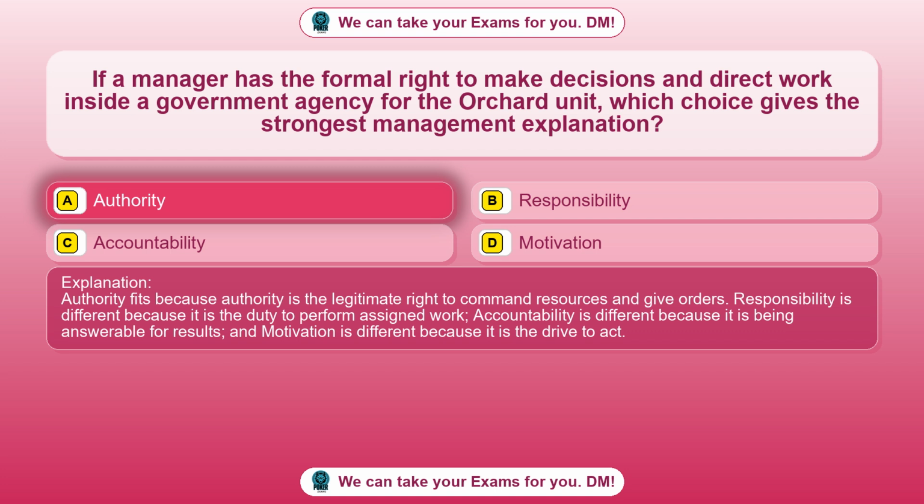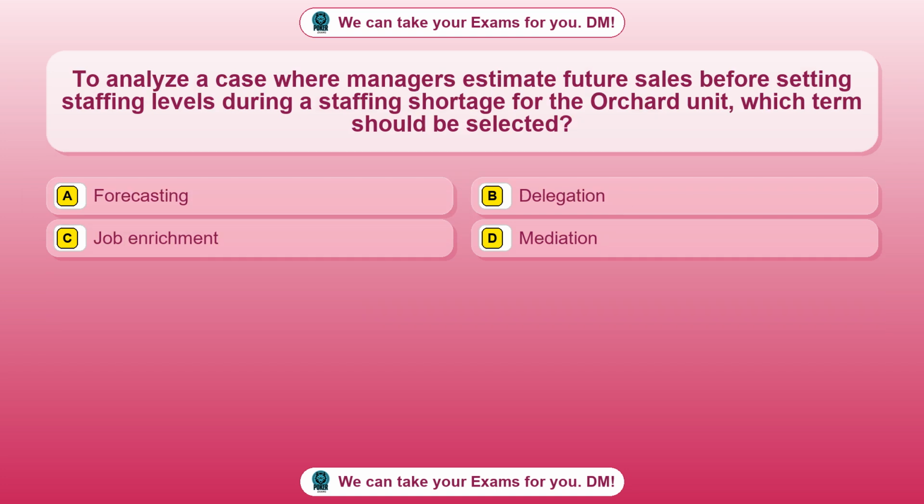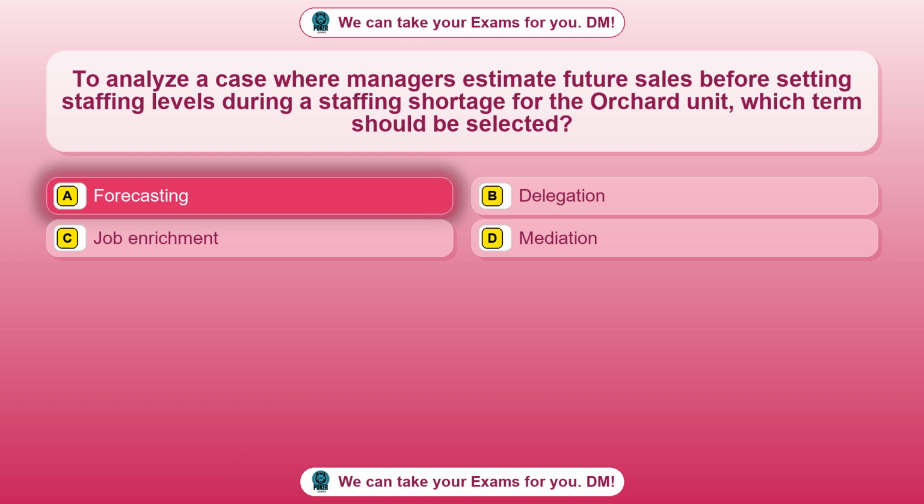Question 66. To analyze a case where managers estimate future sales before setting staffing levels during a staffing shortage for the Orchard unit, which term should be selected? Option A, forecasting. Option B, delegation. Option C, job enrichment. Option D, mediation. The correct answer is option A, forecasting.